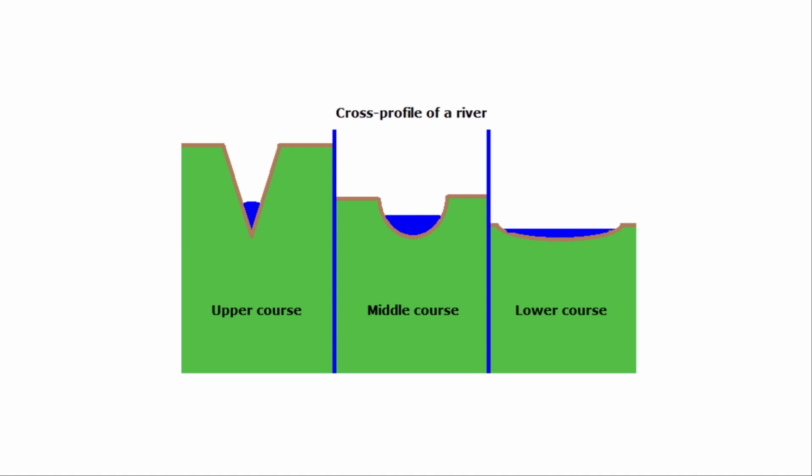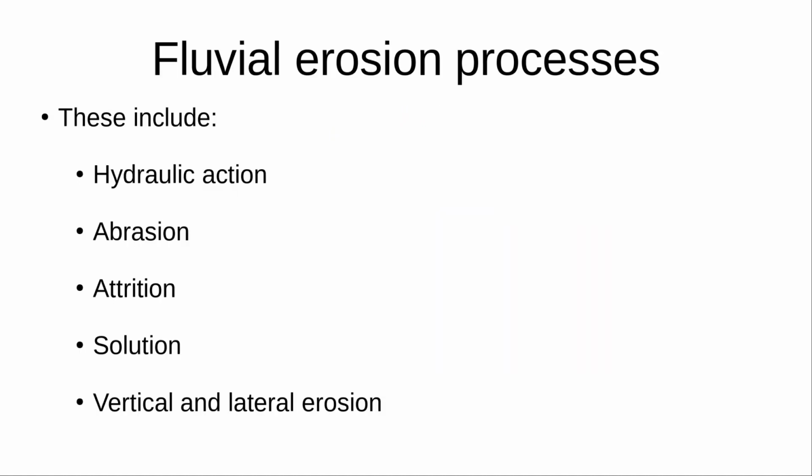There are also some fluvial processes which you need to know, which can be split into erosion and transportation processes, along with why deposition occurs. Fluvial erosion processes include hydraulic action, abrasion, attrition, solution, vertical and lateral erosion.